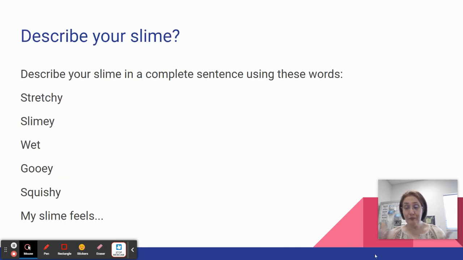All right, so if you made your slime, even if you didn't make your slime, just the word slime, and also with the Edpuzzle that you saw earlier that you did, you can use what you saw earlier in the other Edpuzzle. You can describe the slime even without actually making it yourself.